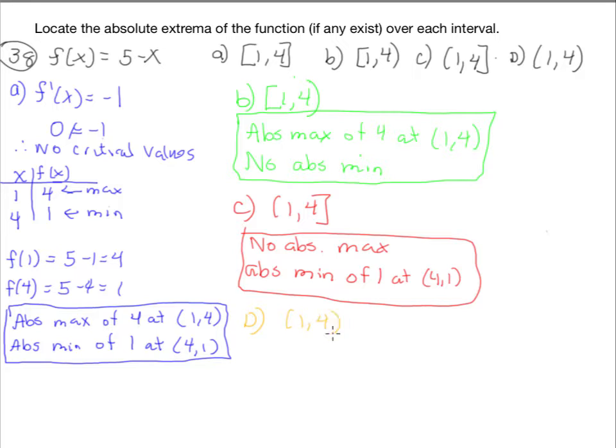In part D, neither 1 nor 4 are included in our interval, so those endpoints are not included, so this one has no absolute max and no absolute min.